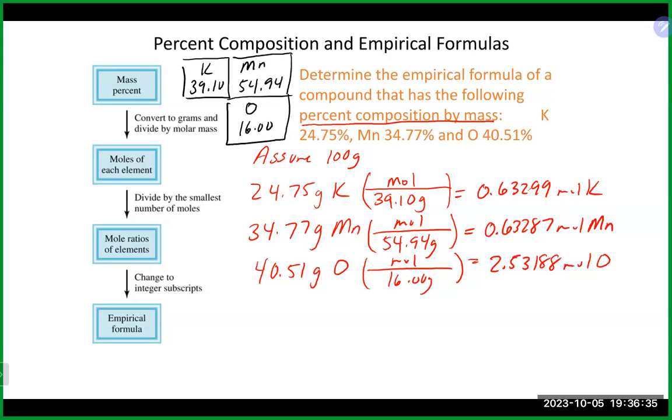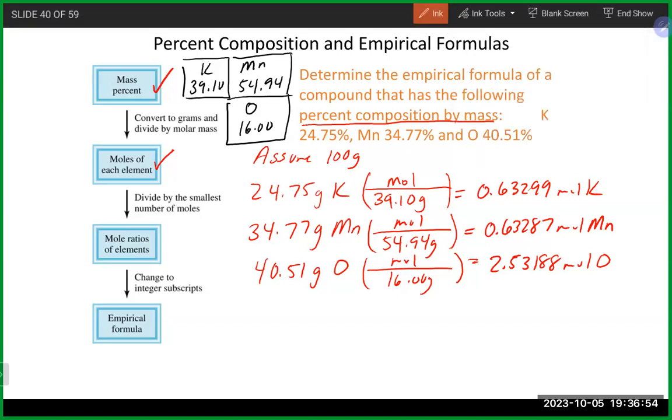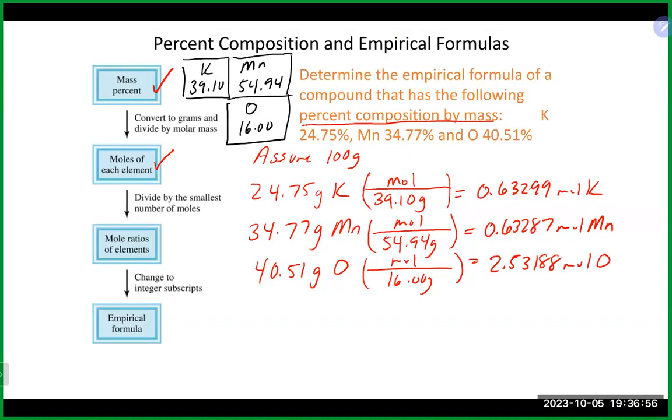So basically, we have our mass percent, and we then convert it to moles. The next thing we want to do is look at the moles and divide everybody by the smallest number of moles. In this particular case, it's kind of a toss-up, but it looks like the Mn just barely edges out everybody else for the smallest. So we're going to divide everybody here by 0.63287.